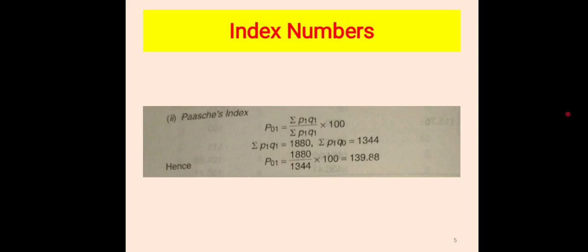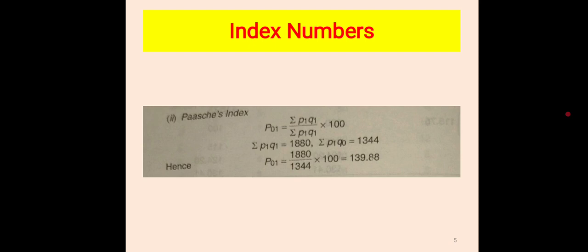Next, Paasche's index P01. P01 is equal to summation of P1Q1 by summation of P0Q1. There is a printing mistake here: it is summation of P1Q1 by summation of P0Q1 into 100. The summation of P1Q1 is equal to 1880 and the summation of P0Q1 is equal to 1344.